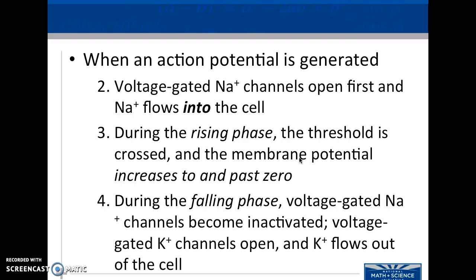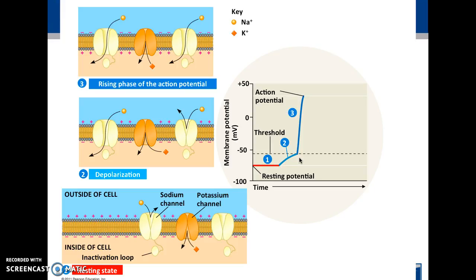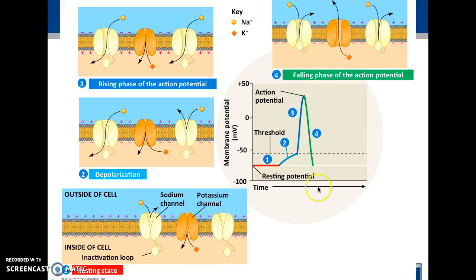During the falling phase, the voltage-gated sodium channels close again, and the voltage-gated potassium channels open, and potassium starts getting dumped out of the cell. And so as I'm losing positive charge inside the cell, what do we see? It starts dropping in charge again, and the inside of the cell starts getting negative again.